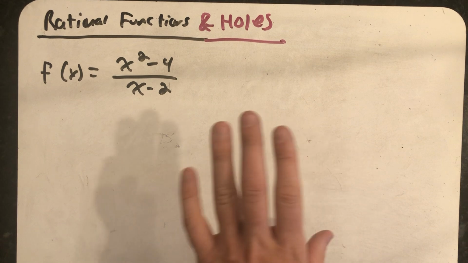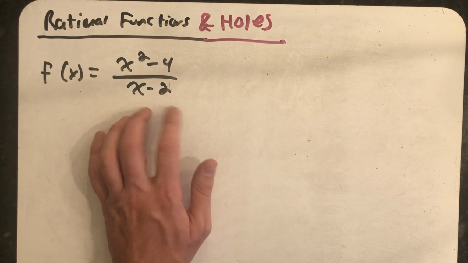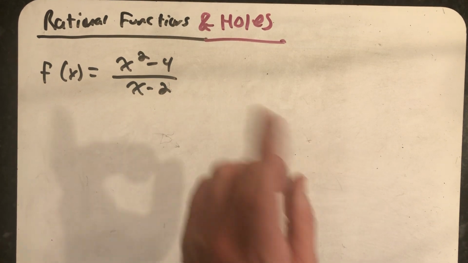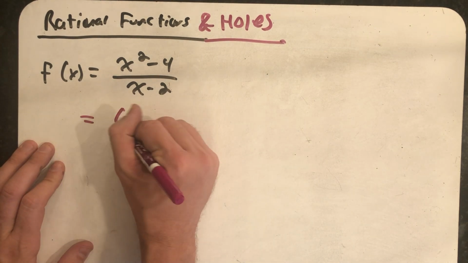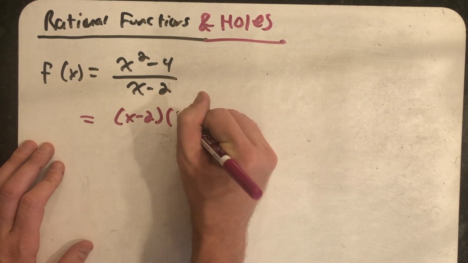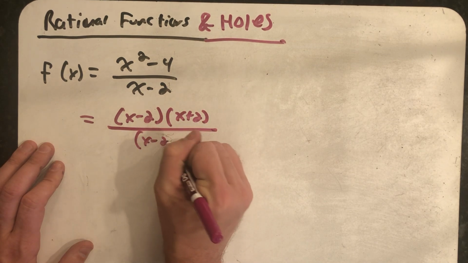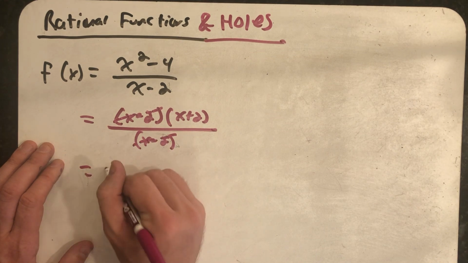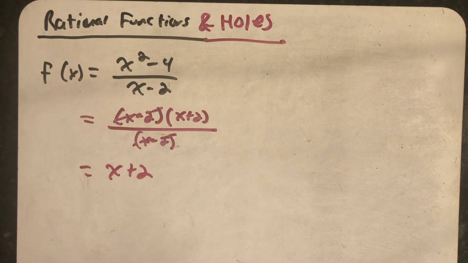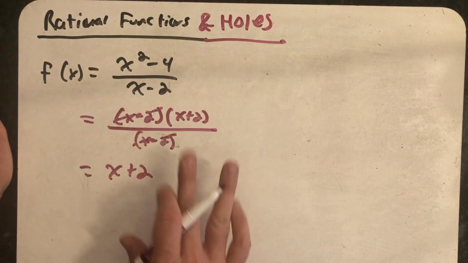I might naively for a moment think there's a vertical asymptote at 2 because that's where the bottom is equal to 0. But then I remember that the rule for vertical asymptotes is only true if my rational function is in lowest terms. So if we factor the top, what we realize is that this rational function was not in lowest terms. In fact, it's actually equal to x plus 2, anywhere both of these expressions were defined.